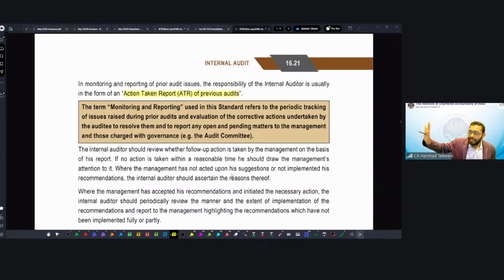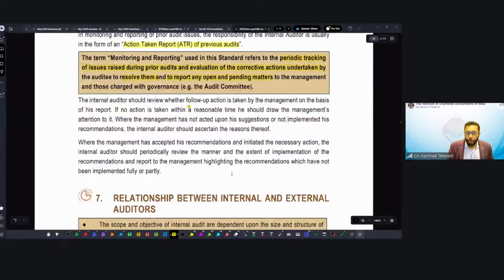See, this is the action taken till now on all the issues that are identified in the previous audit reports. Okay, so again, monitoring and reporting means periodic tracking of issues raised during prior audits and evaluation of the corrective actions undertaken by the company to resolve them, and to report any open and pending matters to the audit committee. Okay, now you have to do the follow-up.